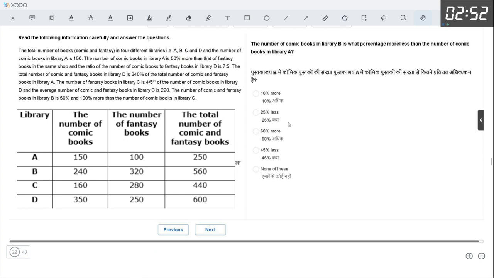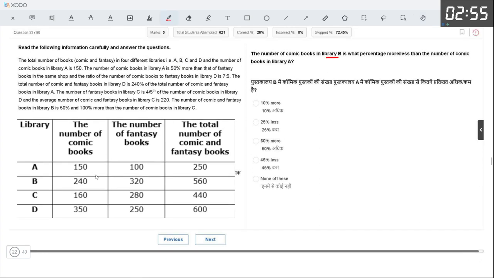See, number of comics books in library B. How many comics books in library B? 240. How much percentage more or less than the number of comics books in library A? 150. How much more in B? 90. 150 plus 90 is 240. What is the percentage? 90 by 150 means 60%.